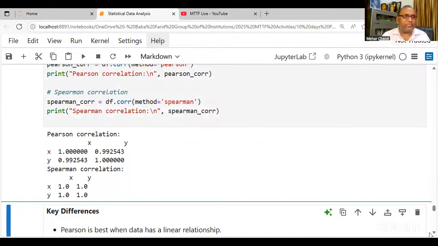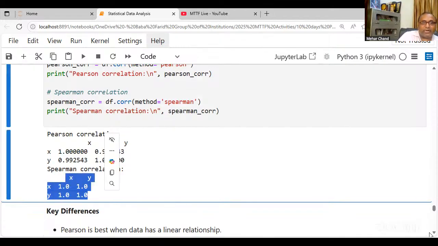Okay, so by using pandas, pandas always turns the values into the form of a matrix. So here by using the Pearson correlation, you can see the matrix of the correlation with the x and y variable. Okay, x with x will always be equal to 1, so the diagonal elements in this matrix you can see are 1. And the other correlation values, x with y and y with x, are 0.992543. Okay, so this is again highly correlated. And if you are using Spearman, you can see in this matrix all the values are equal to 1.